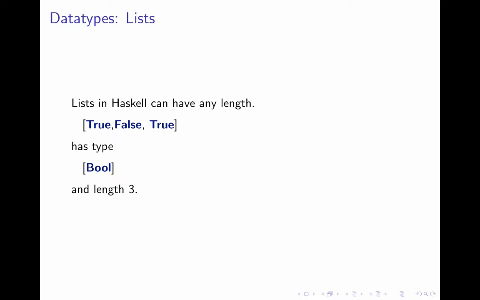Next up, lists. Lists in Haskell can have any length, so that's the difference. A tuple has fixed length, a list can have arbitrary length. Here's a list with 3 elements, True, False, and True, and it has type [Bool], and its length is 3. Note also that it's a requirement of lists that they're homogeneous. All elements must have the same type for a list to be well typed.